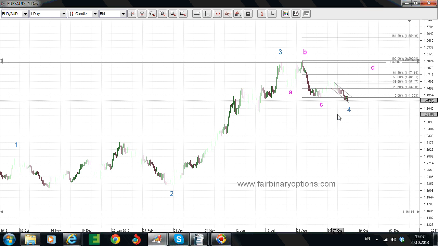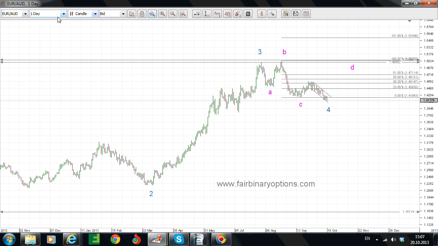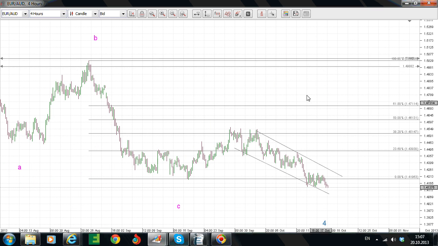Because legs of a contracting triangle normally travel beyond the 61.8 level, even into the 70, or even into bigger retracement levels. So you have A, B, C, the possible D. Now you might ask, okay, fair enough, this is good, but why label the C wave here, and why this move to be the downside here?